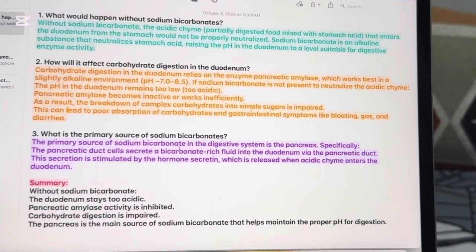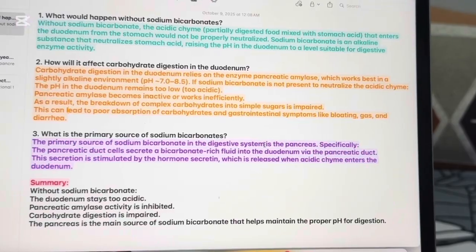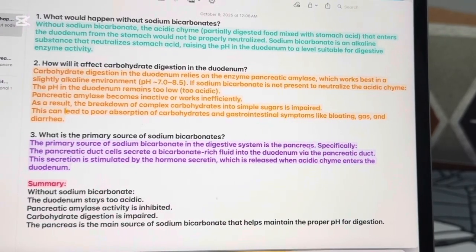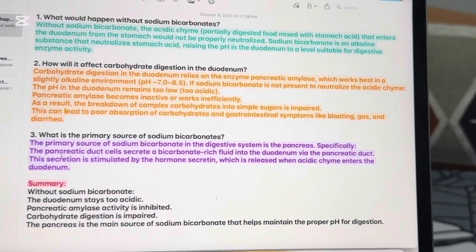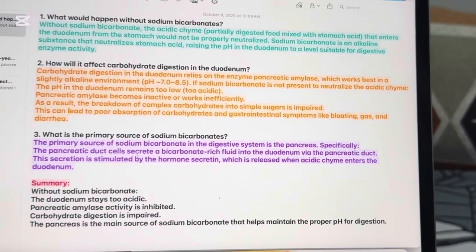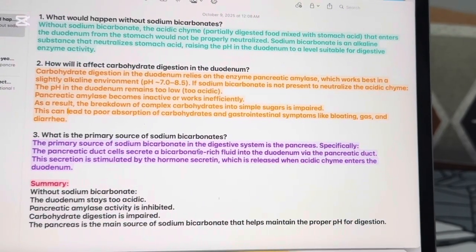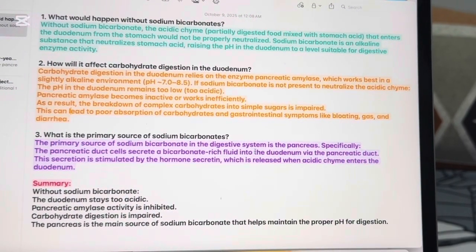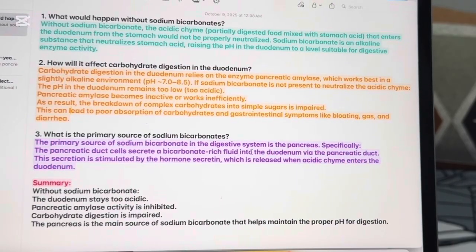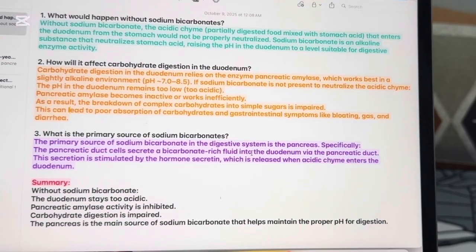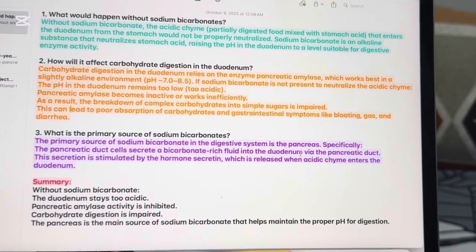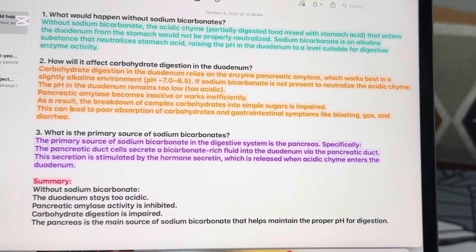So what is the primary source of sodium bicarbonate? The primary source of sodium bicarbonate in the digestive system is, of course, the pancreas. We have seen that in the pancreas there are cells called acinar cells which will secrete bicarbonate-rich fluid, rich with sodium bicarbonate, into the duodenum via the pancreatic duct.